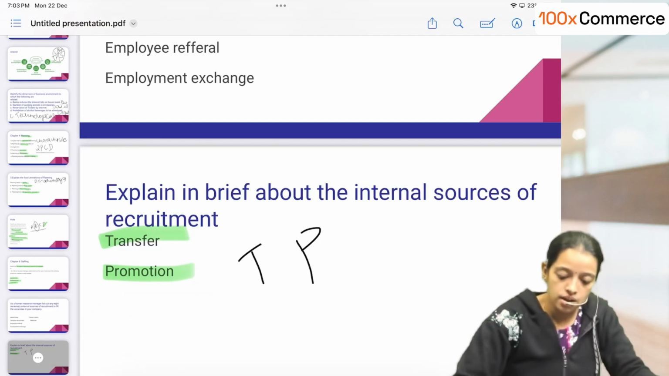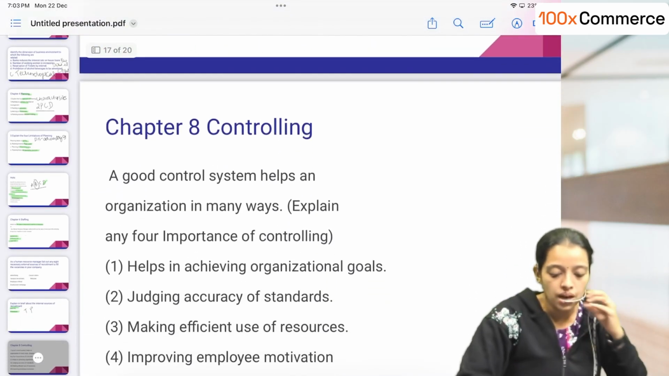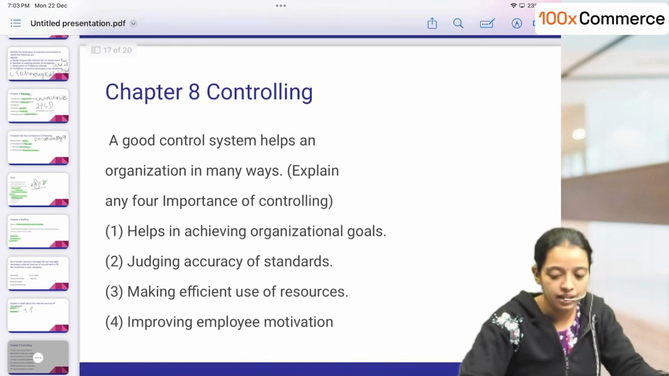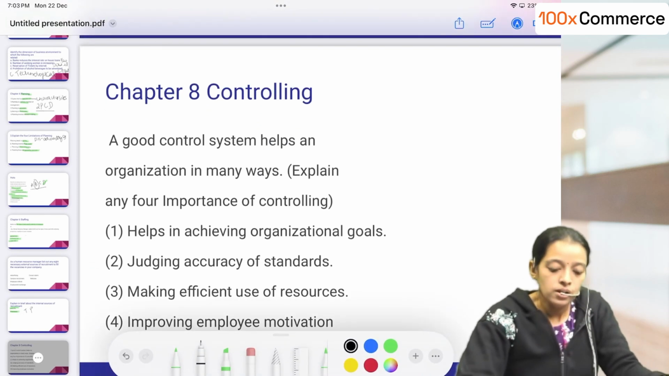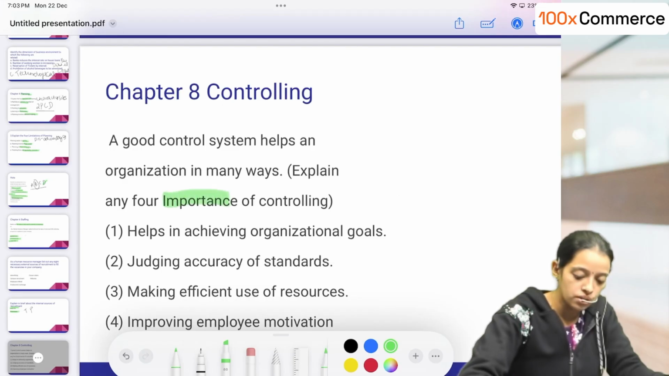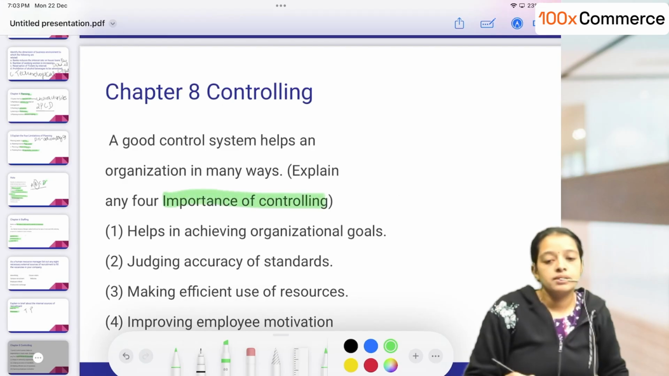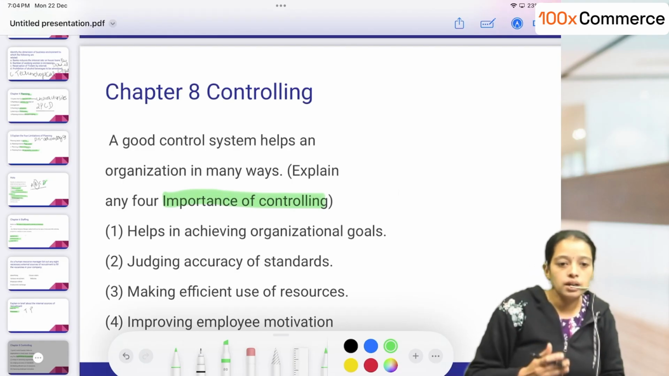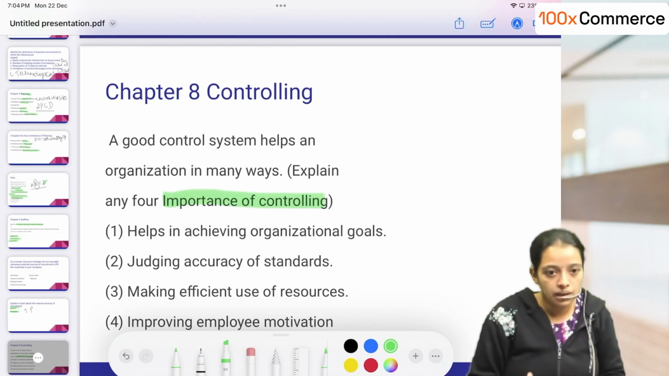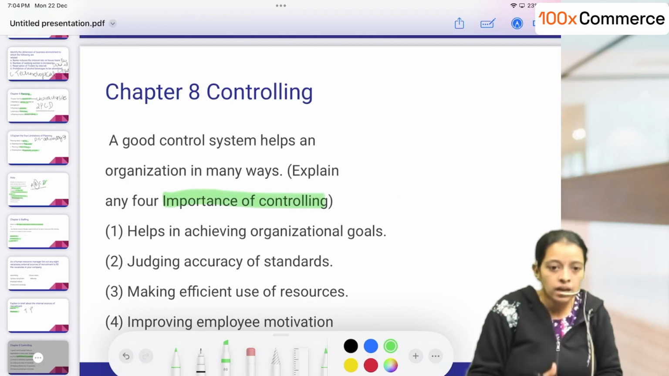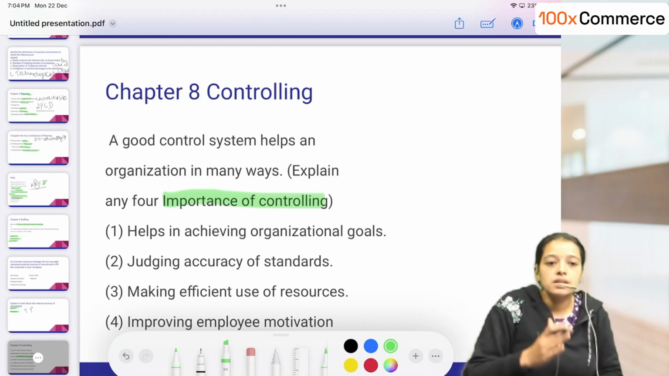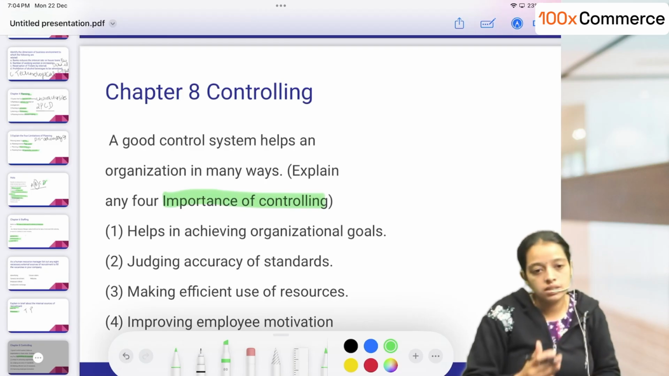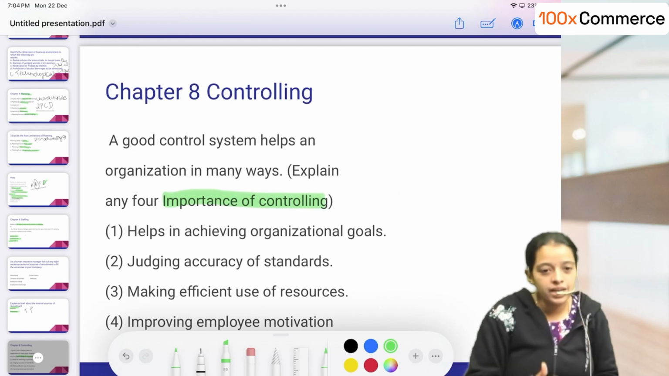Next, the last chapter of the first part, I can tell. That is the controlling chapter. Basically this question is regarding the importance of controlling. Sometimes this question can be asked as a case study question also: a good control system can help the organization in many ways, explain. Or a good control system is helpful for the organization to achieve the said objective, explain. Or a direct question will be asked like, explain any 4 importance of controlling.